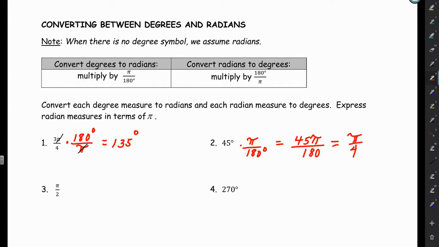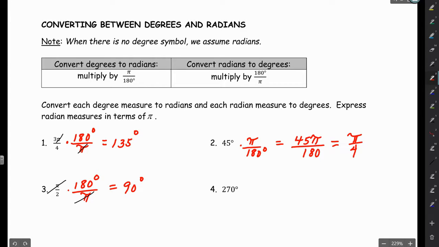Number 3, pi over 2, is in radians because we don't have a degree symbol. We know we're in radians, so we're converting from radians to degrees. We multiply by 180 degrees over pi. The pi's cancel. We end up with 180 degrees divided by 2, which gives us 90 degrees.